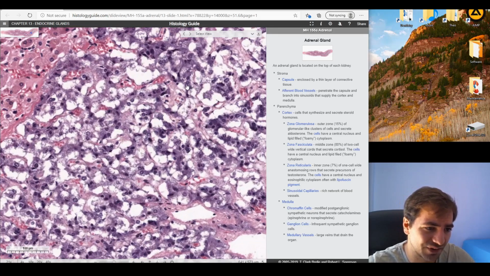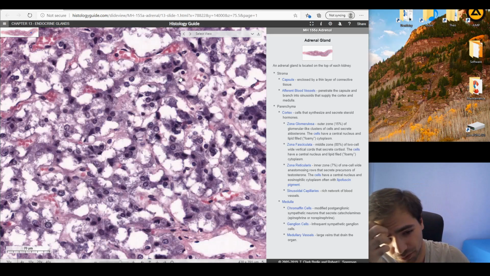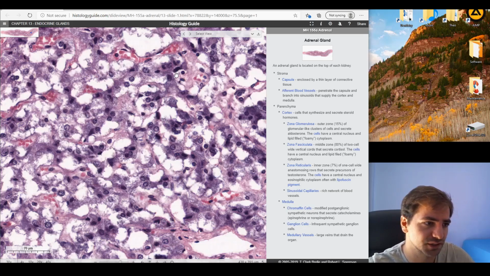And lastly, here we're going to find the chromaffin cells interspersed with the vessels, with the capillaries in this case. This intense basophilic structure is in fact the chromaffin cells themselves. They produce the epinephrine and norepinephrine in both cases.